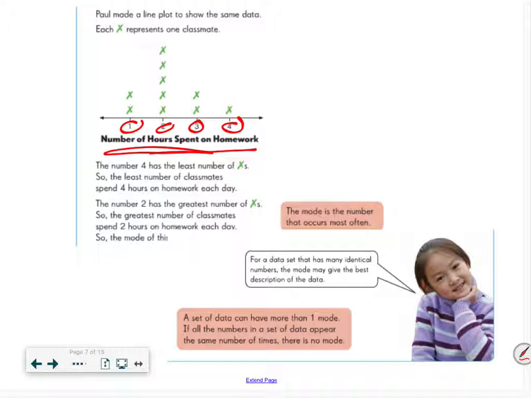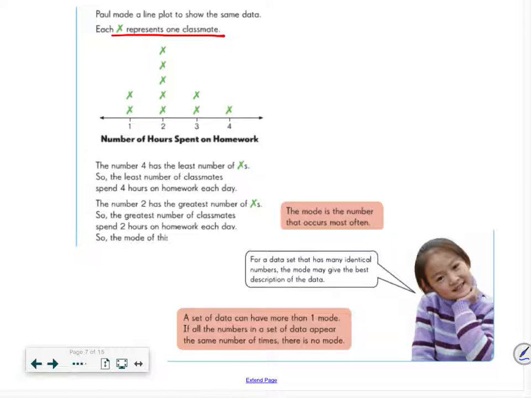So the x's, it says up here, is one classmate. So just first of all, before I even start, I'm thinking 2 kids have 1 hour of homework, 5 kids have 2 hours, 2 kids have 3 hours, and 1 kid has 4 hours of homework, okay? Before I can answer any questions about anything, I have to look and interpret and figure out my data set. I need numbers. X's aren't helpful, I need numbers.